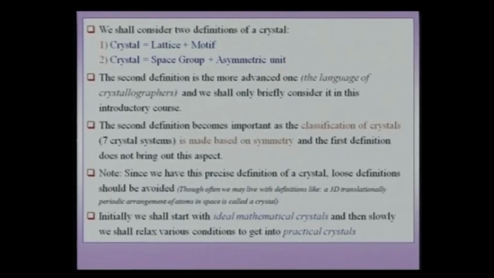An important point we had said was that initially we would start with dealing with ideal mathematical crystals, and later on in various ways we will relax the conditions which are imposed by this ideal mathematical crystal and try to develop what we might call real or practical crystals. It is very clear that any crystal found in nature is obviously not a mathematical crystal.